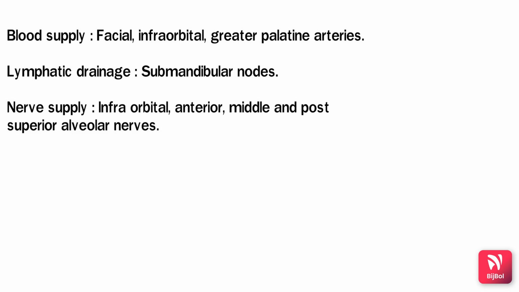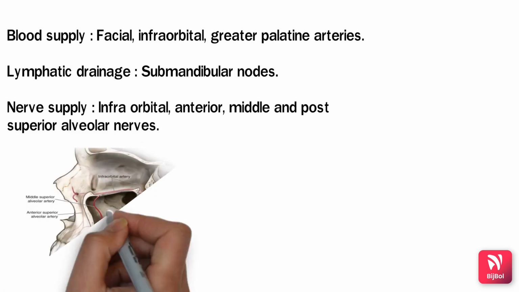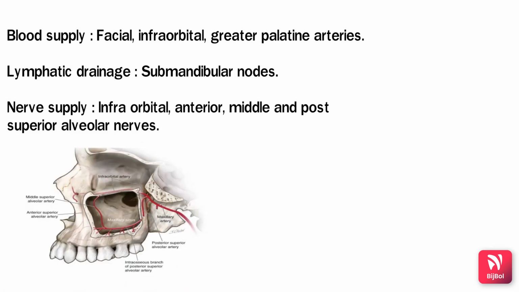Blood supply is mainly via the facial artery, infraorbital, and palatine artery. In this diagram, you can see the blood supply of maxillary sinus. The infraorbital artery is clearly seen, and the palatine artery is also seen. Nerve supply is through infraorbital nerve, anterior and medial superior alveolar nerve, which you can see in the next diagram.